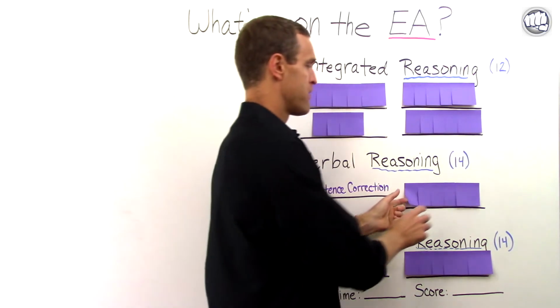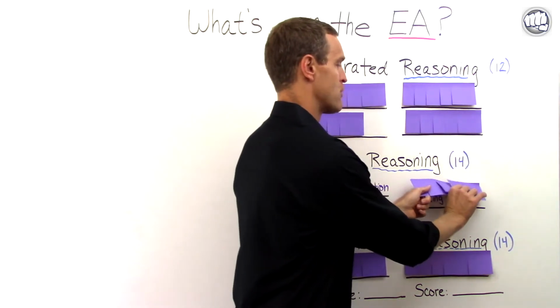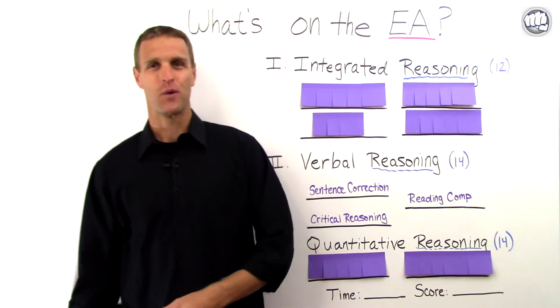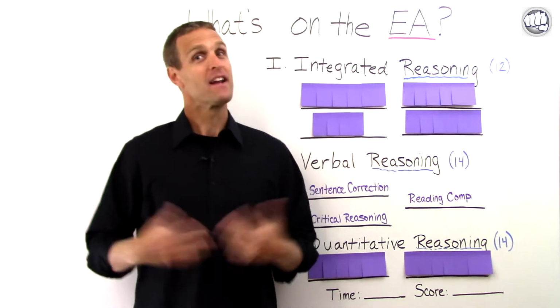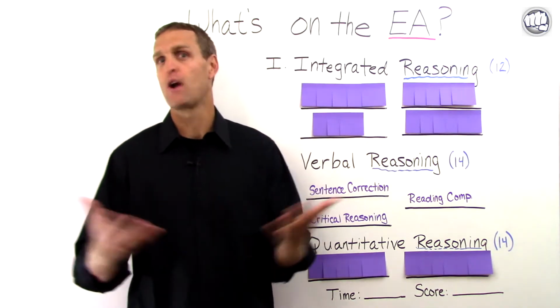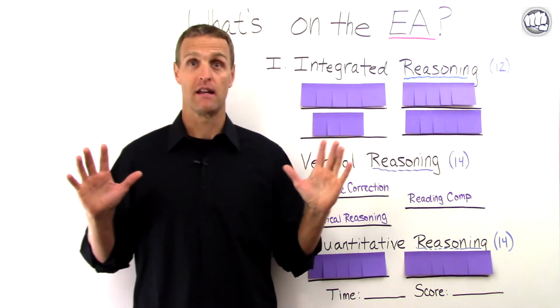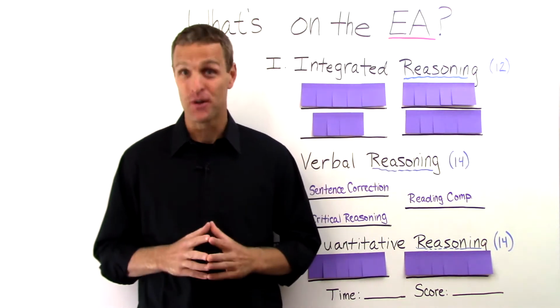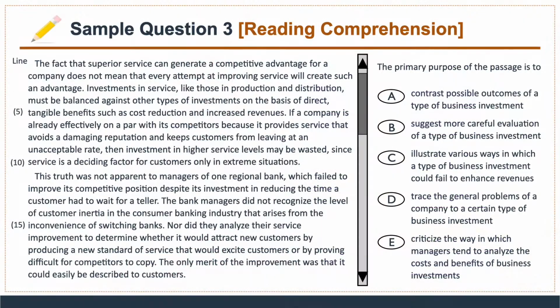Which brings us to the third and final question type on the verbal reasoning section, which is reading comprehension. Reading comprehension is probably the first thing you've seen so far that's like what you've probably already done at some point in your previous academic history. Take a look at this sample question. So this probably looks somewhat familiar.